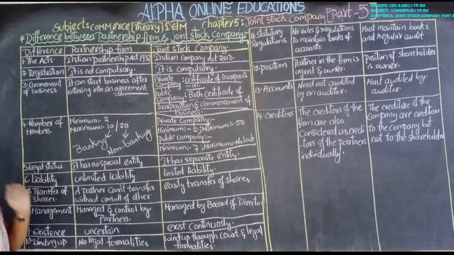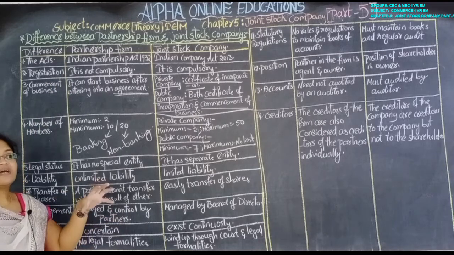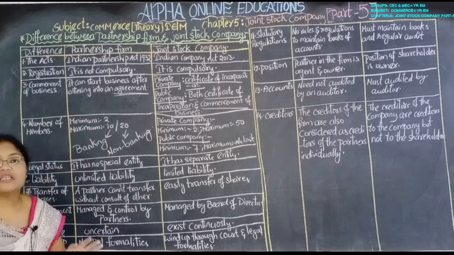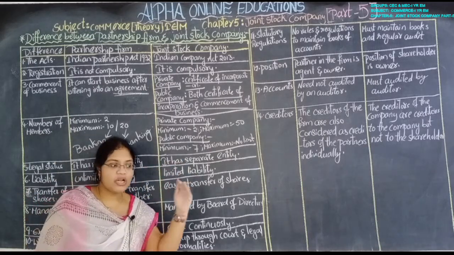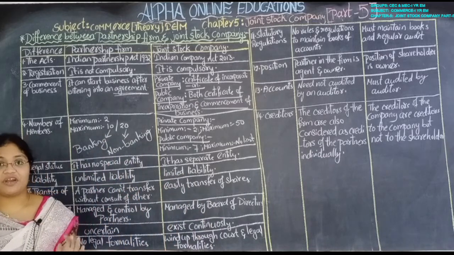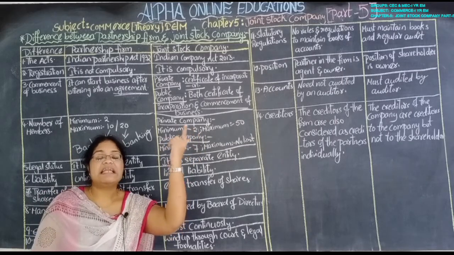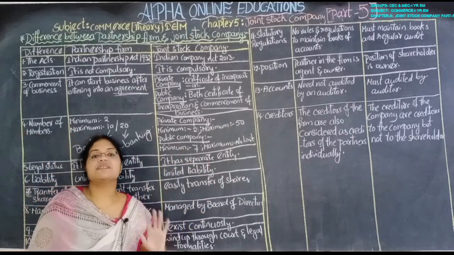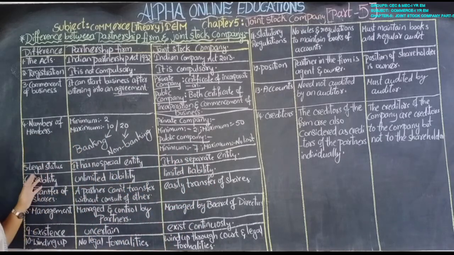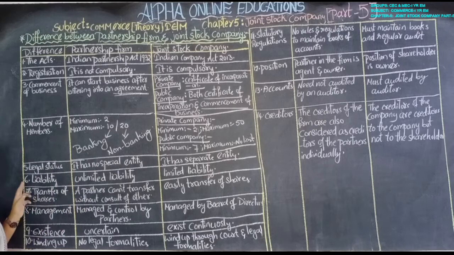Next, legal status. A partnership has no separate entity. So in the eyes of the law, the partners and the firm, means the partnership firm, are both the same. But in the eyes of law, a company has a separate entity. The owner is different and the company is different according to the accounting concept. What is that? The business entity concept. What does it say? The owner is different and the business is different. According to that concept, a company has a separate entity and a partnership does not have any separate entity.